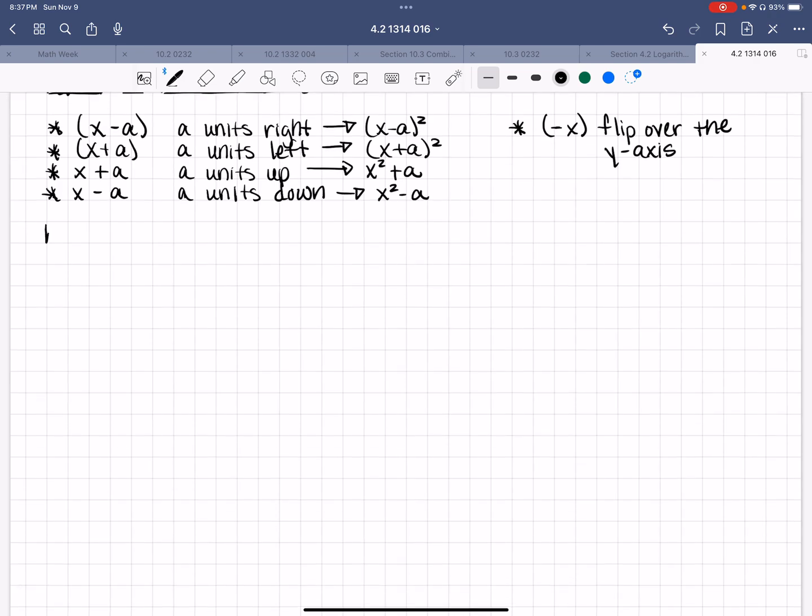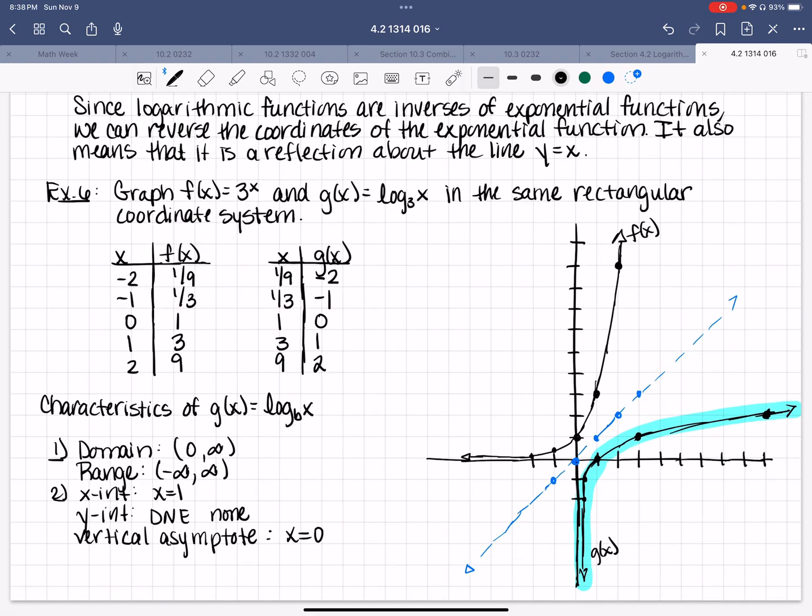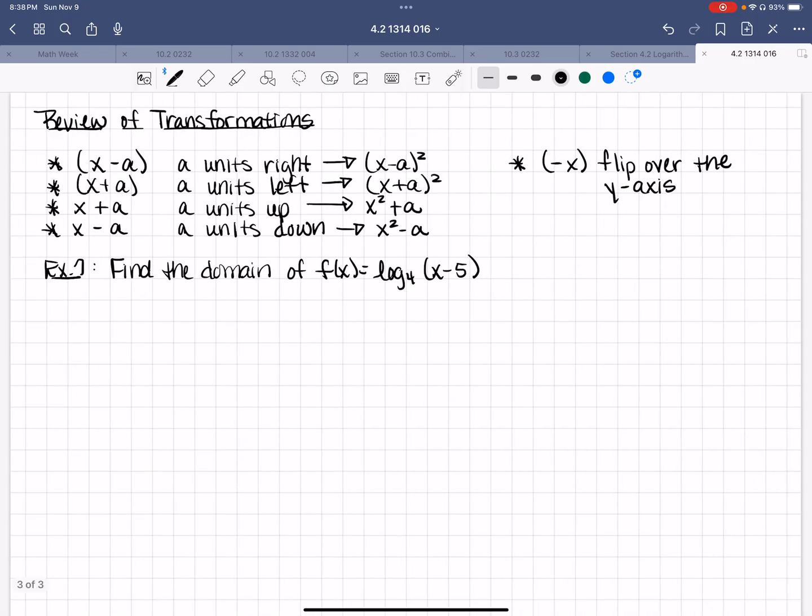So let's look at example 7. Find the domain of f of x equals log base 4 of x minus 5. I don't really need to graph this in order to see this. I can use those characteristics that I listed down here about the domain, and then I can also use the review of my transformations to answer this.